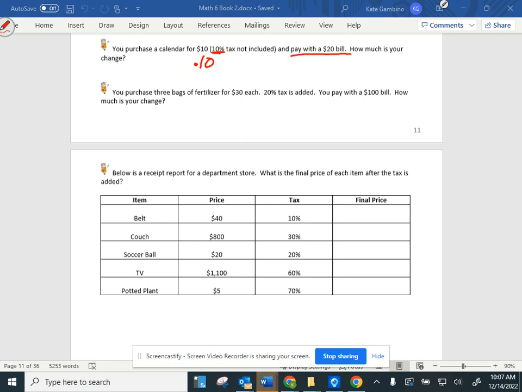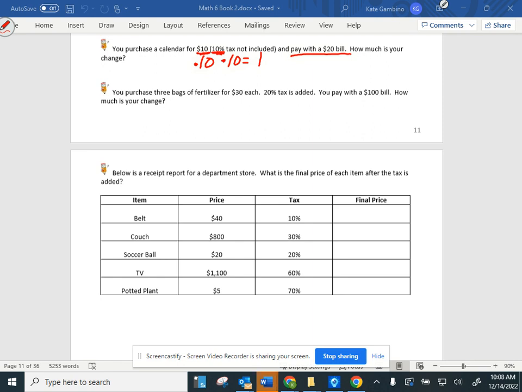So we're paying with that $20 bill. That comes in at the end. The first thing we need to do is find out what our total price is. So we're buying something for $10, and we need to find out that 10% tax. So how much is that calendar going to be if it's $10 and there's 10% tax on it? Help her out, Jillian. 0.1 times 10 equals 1.